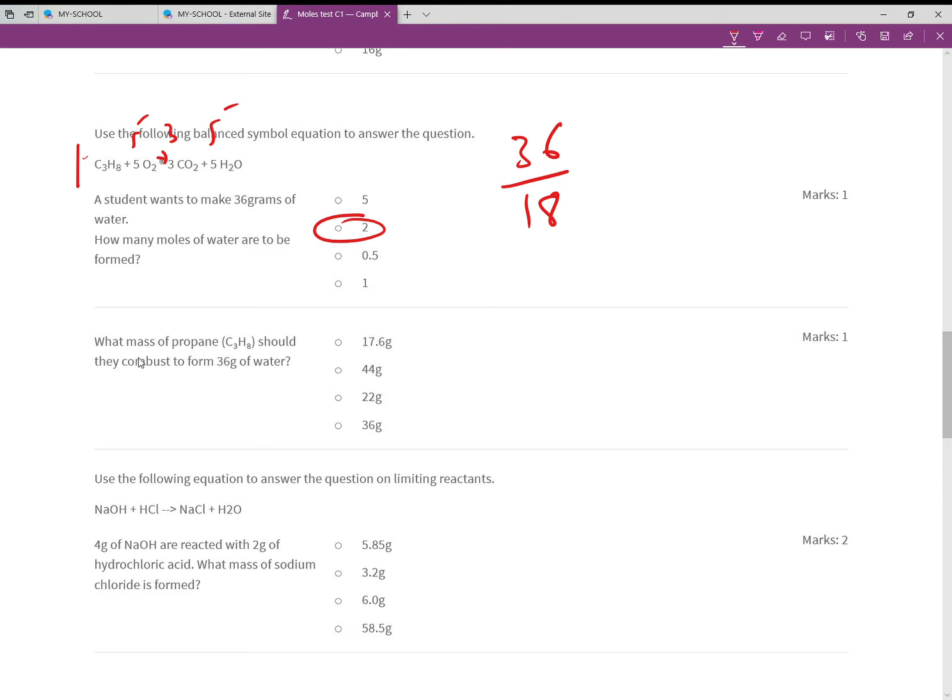What mass of propane should they combust to form this amount of water? Okay, well that is 2 moles of it. So the water back to the propane is a 5 back to 1. So we're going to divide that by 5 to give us the moles, which is 0.4 moles, but we've got to multiply it by the RFM of that, which is 3 carbons plus 8 hydrogens is 44.